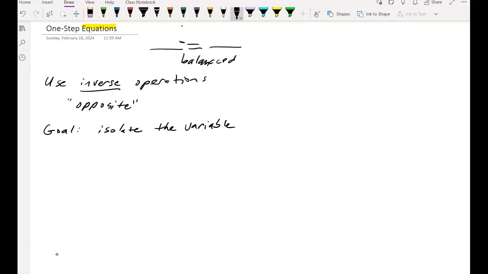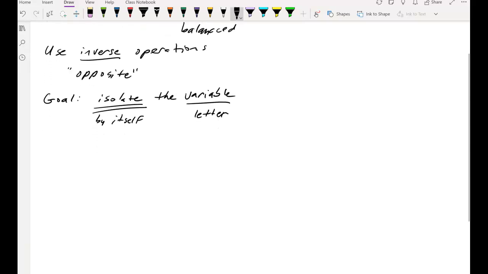Now, the variable, you should remember, is the letter that represents a number. And the word isolate means to get it by itself. So we want to get the letter by itself to find out what its value is.